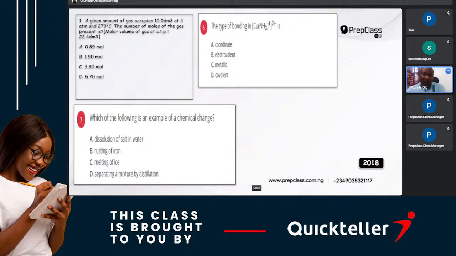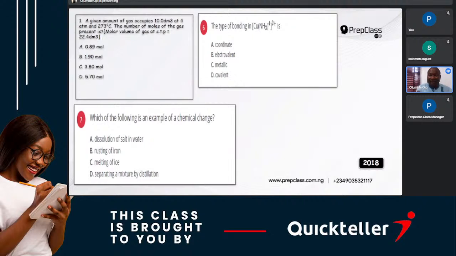So now, number 7. Which of the following is an example of a chemical change? A chemical change is irreversible, while a physical change is reversible.